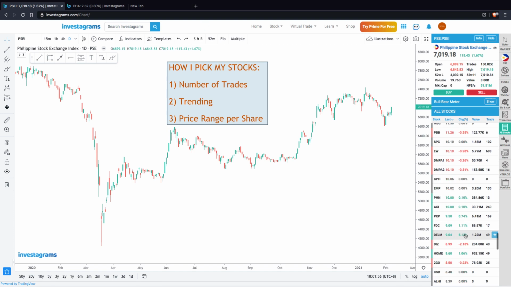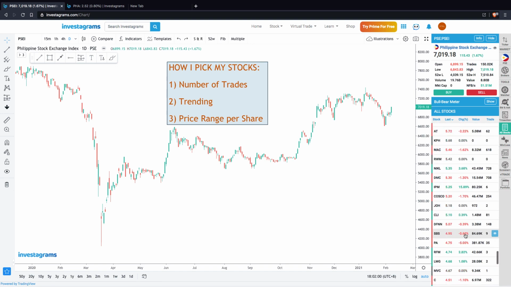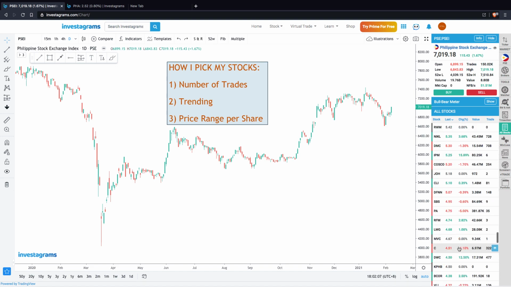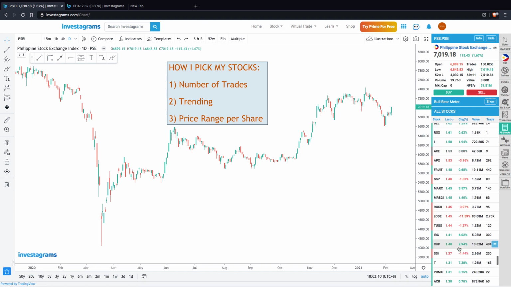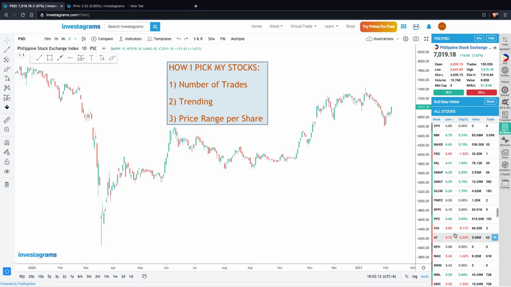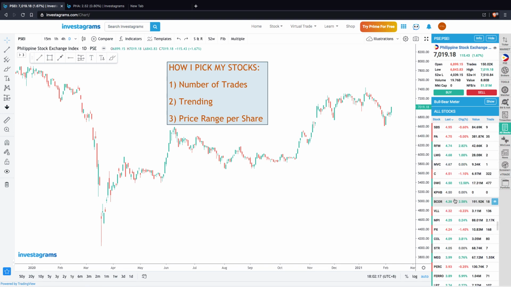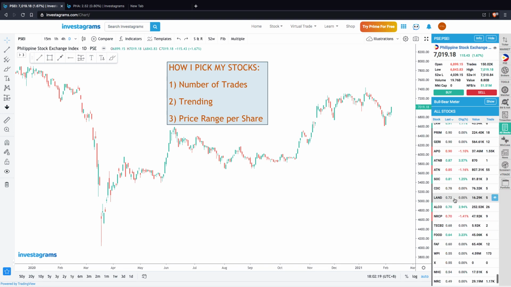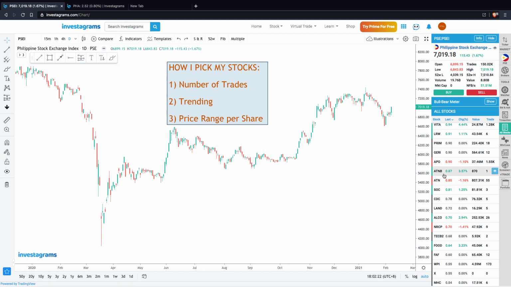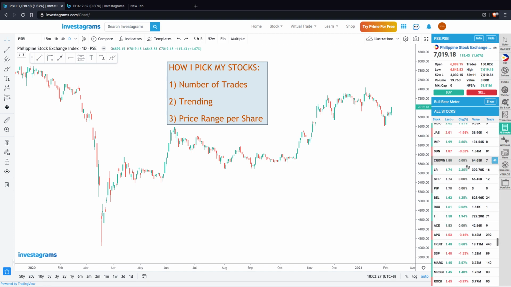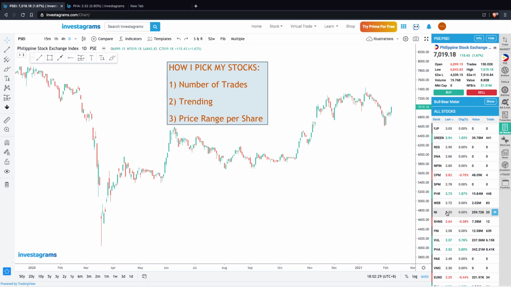So basically, what I usually trade are the stocks that are priced either below 1 peso or those that are above 1 peso to a maximum of about maybe 4 or 5 peso per share. So those companies are here. They're all listed here on all the stocks. But mainly I trade from those that are trending and are above 1 peso. So let's say my price range is 1 peso to 5 peso.